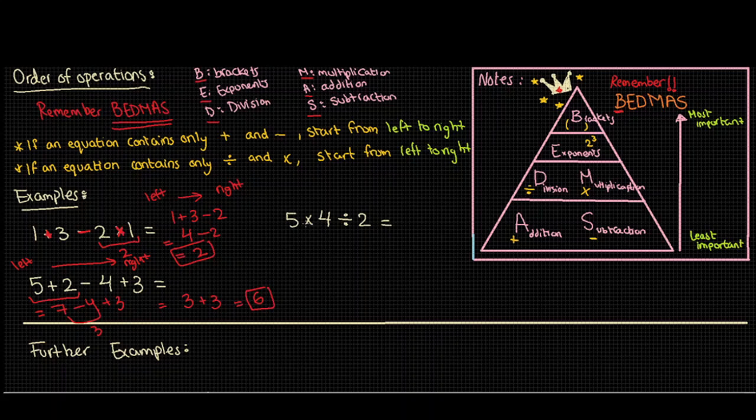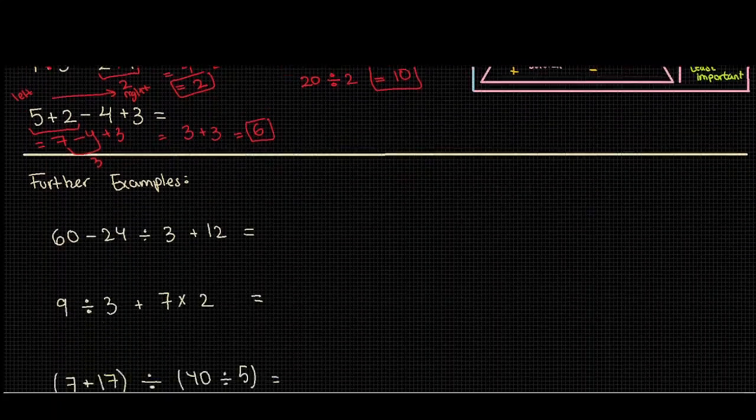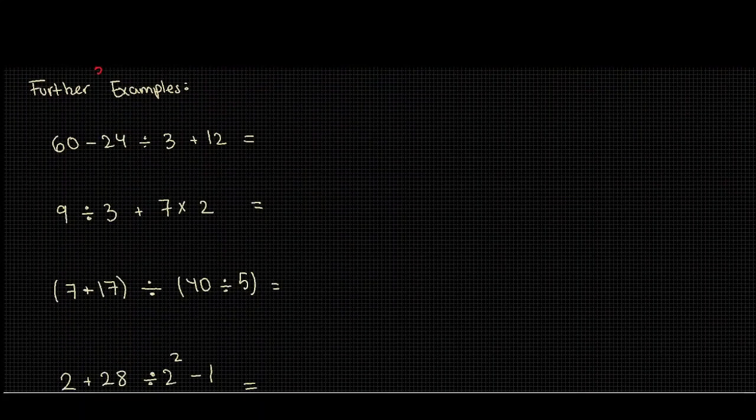Again, here we have multiplication and division of the same importance as each other. So I will start from left to right. 5 times 4 is 20. And I want to divide the 20 by 2, and 20 divided by 2 is 10. Let's do some further examples to reinforce this new concept.